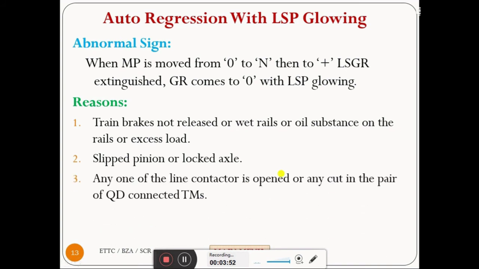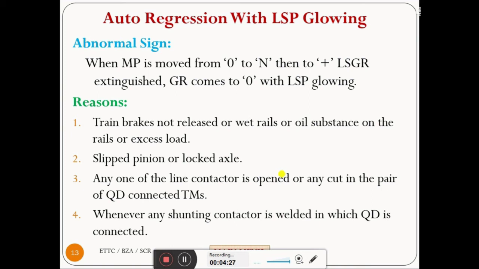And next reason is any one of the line contactors is opened or any cut in the pair of QD connected TMs. This means due to line contactor opening, any one of the line contactor opening on the QD connected TM branches, or maybe any other open circuit on the QD connected TM branches, also leads to this traction failure.